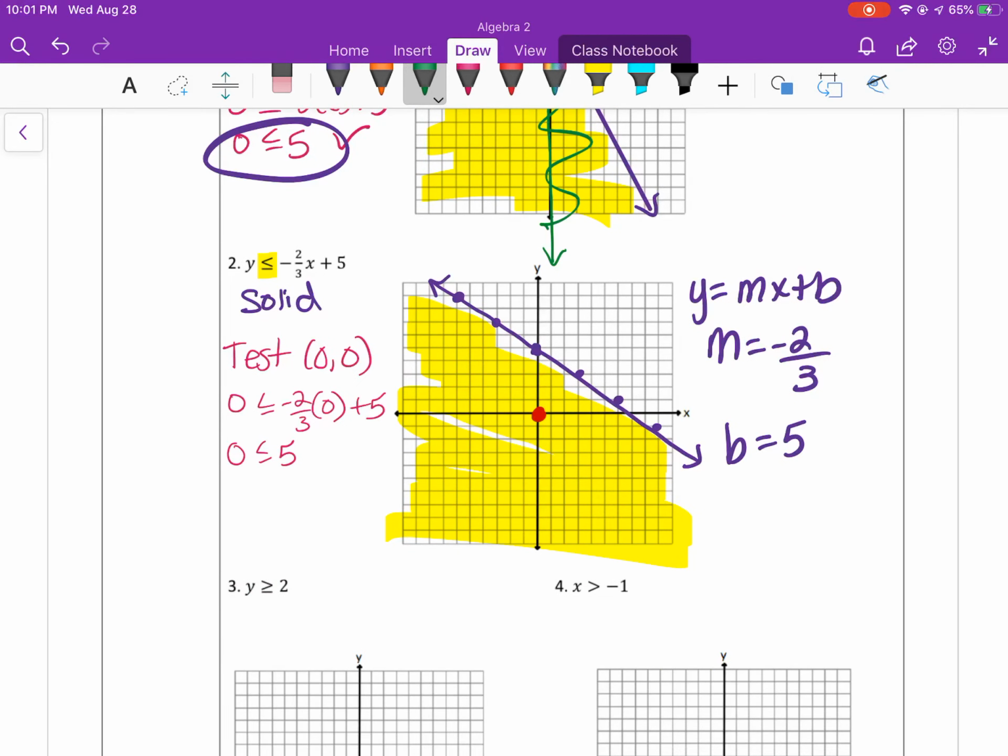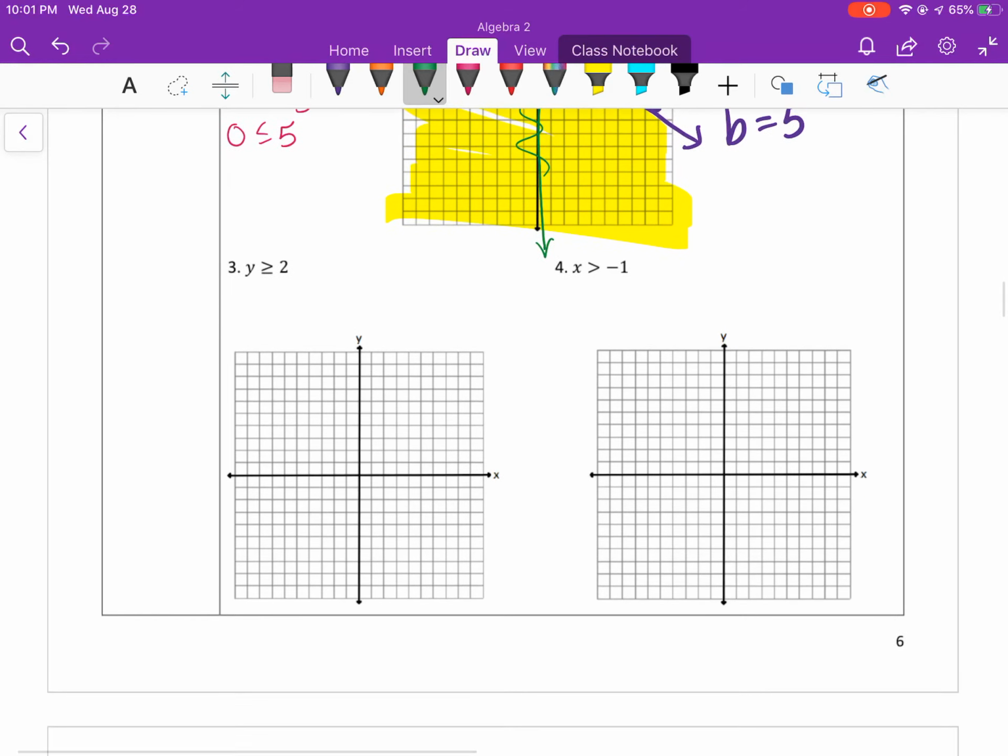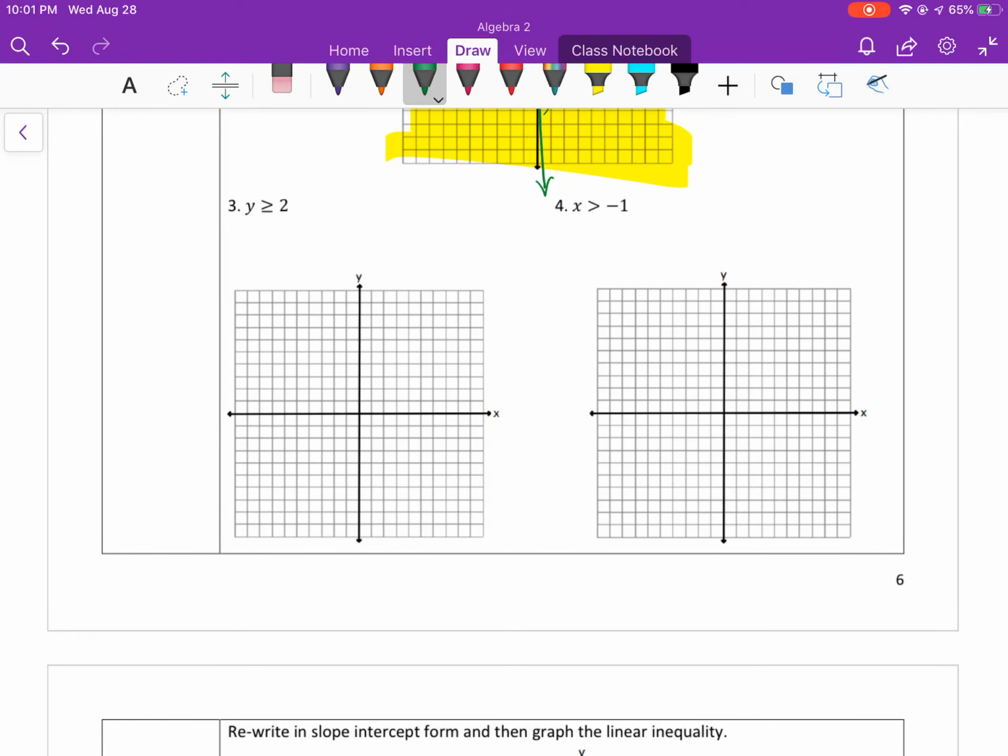This one says y is less than that line. So again, here's your y. Y is less than the line down here. So you're going to shade below. So that's another way of thinking about it. These are a couple special case examples.